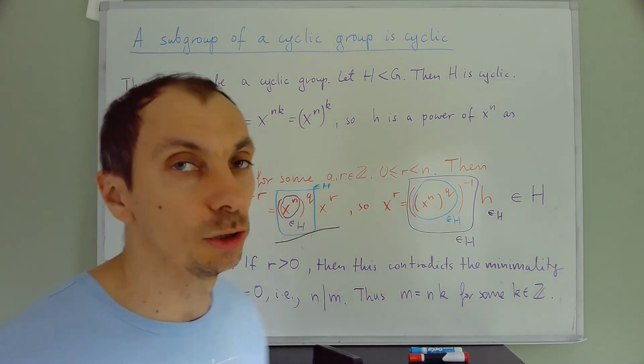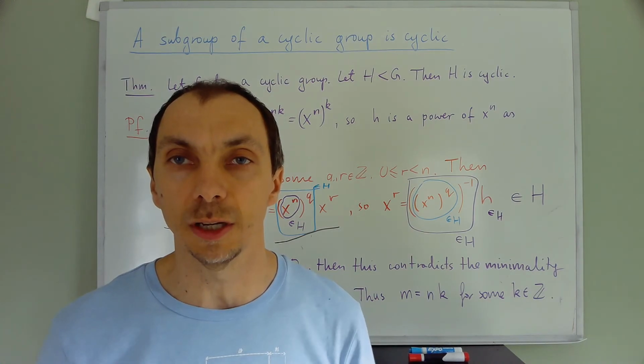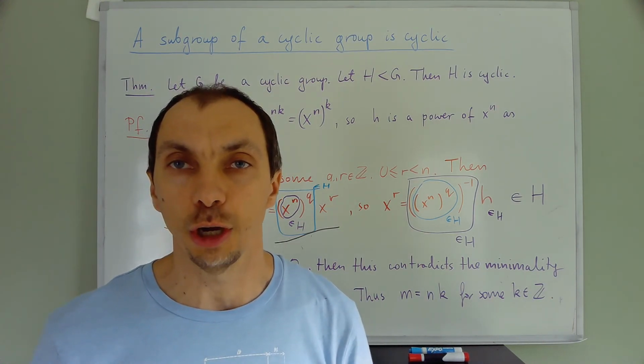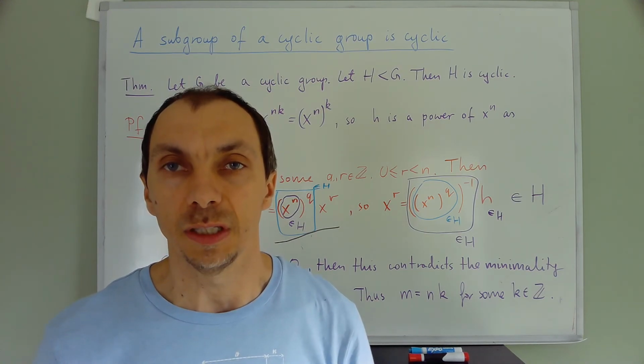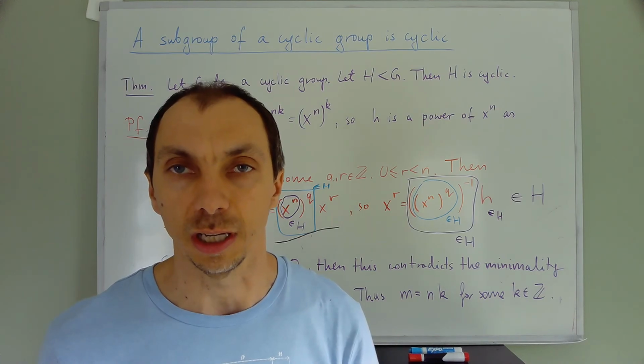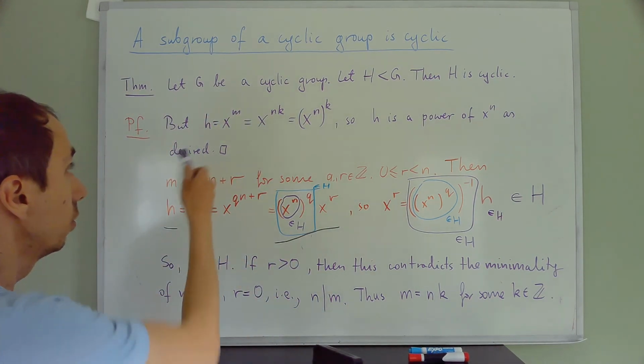Okay? Remember, we wanted to show that h is a power of X to the n because h was an arbitrary element of big H. And if you can show that it's a power of X to the n, that means X to the n is a generator of big H, which makes big H cyclic. So that's what we just showed.